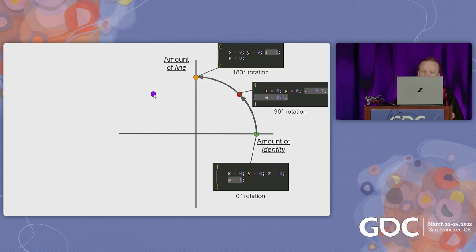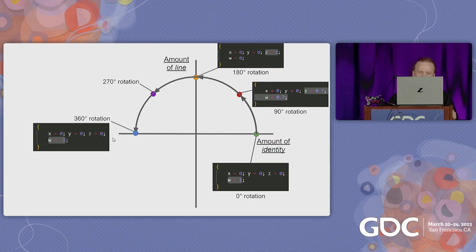So how about this one? This is the 270-degree rotation, even though what's 270? Well, 270 is going all the way around like that. And then how about this one? Well, this is the w is equal to -1 quaternion, because it's a minus amount of identity. And that, I told you, is the 360-degree rotation, even though that is 180 degrees. What is going on here?